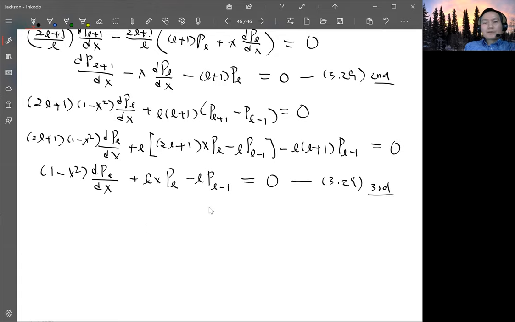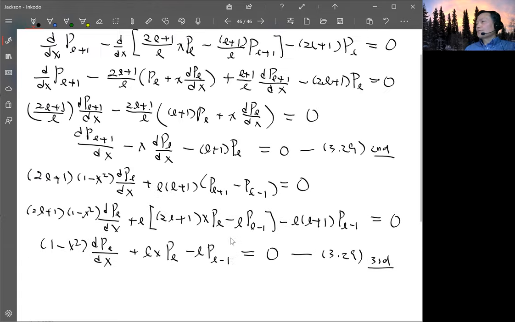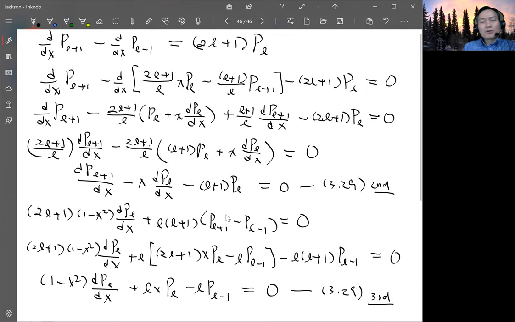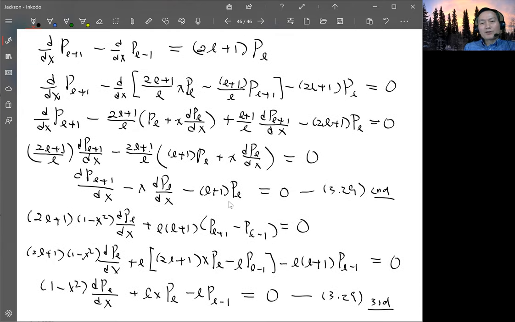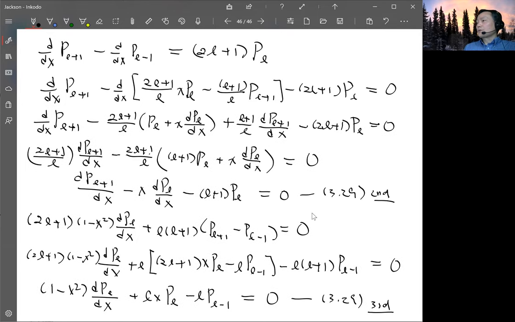Okay, so altogether you have all these choices of your recurrence formula. And again, of course, these are not all independent, and you can actually derive more if you just move terms around. So it depends on which one you want to use. Okay, so that's all the discussion on Jackson's recurrence formula. So we'll stop here.